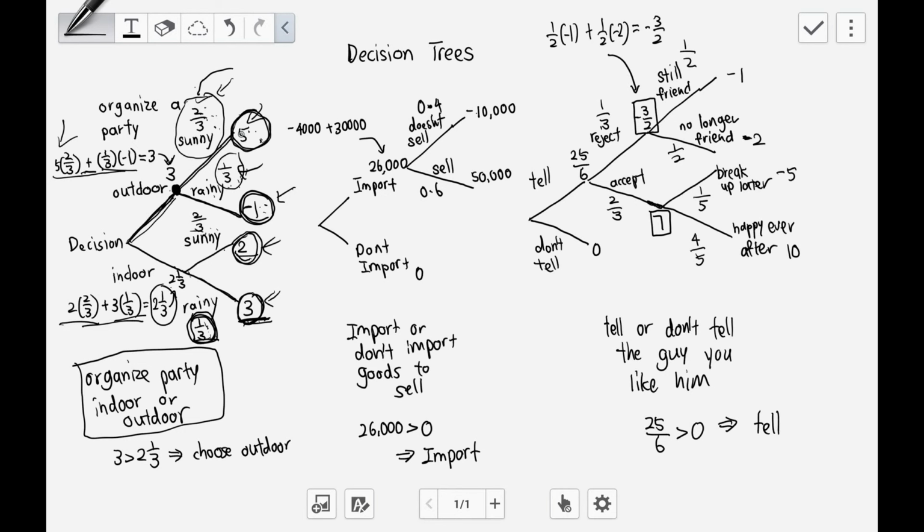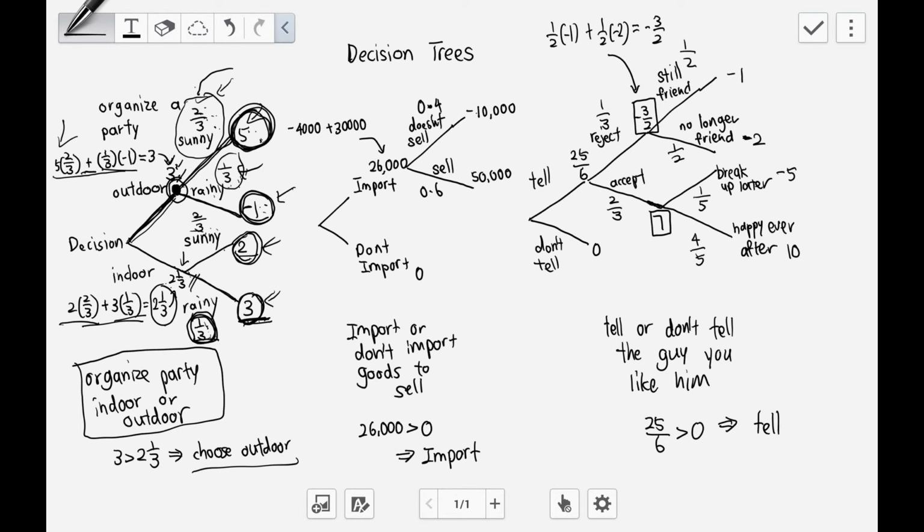This calculation allows us to consider all these factors together, and since 3 is a greater utility than 2 and 1/3, I'm more likely to be happy outdoor than indoor. It takes into account both the reward and the probability. I could be so much happier if it's outdoor and sunny that I'm willing to take a bit more risk. Because 3 here is greater than 2 and 1/3 here, I'll take this decision, which is to go outdoor.